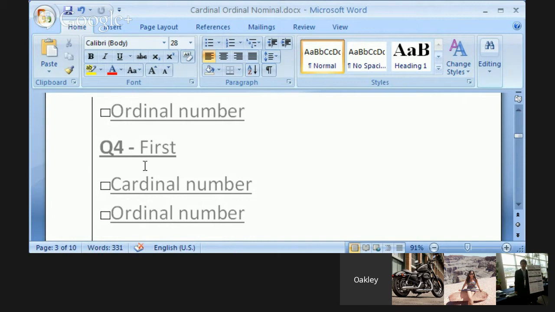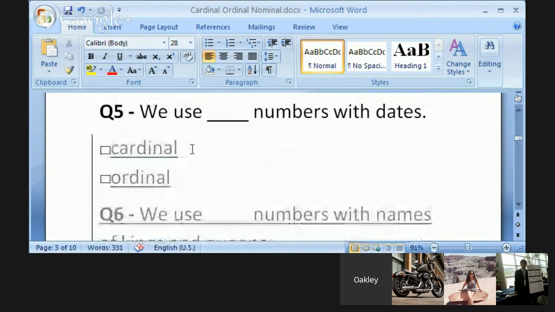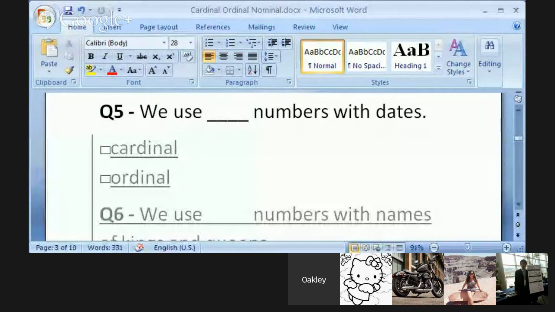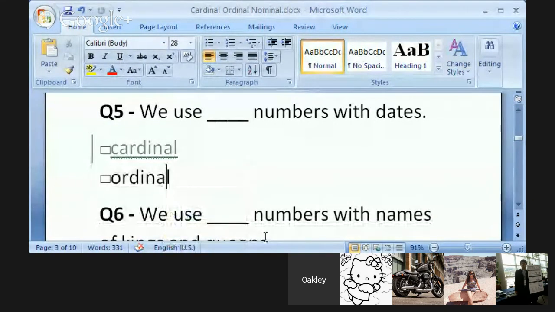Okay, Emmanuel. Since I'm talking to you, the number first, is that a cardinal number or an ordinal number? Ordinal number. It is indeed an ordinal number. That is correct. It shows order. We use what numbers with dates? Dimas. Ordinal numbers, like May 23rd, for example. You are correct.